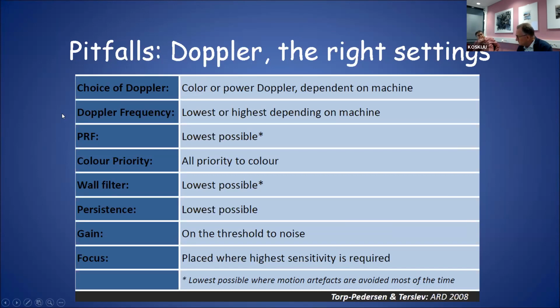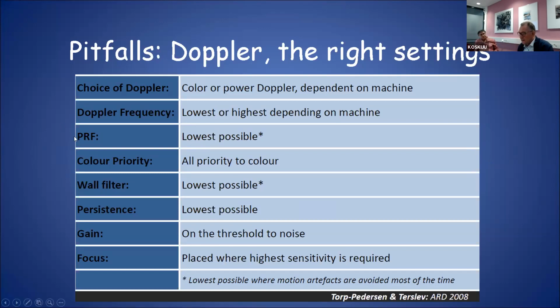Doppler frequency is different from B-mode frequency. You have to look which is the best in each joint. This is very important. Pulse repetition frequency, you have to put it at the lowest possible. Lowest means that usually we cannot go much lower than 500 hertz, because the shaking of the examiner's hand makes too much noise.